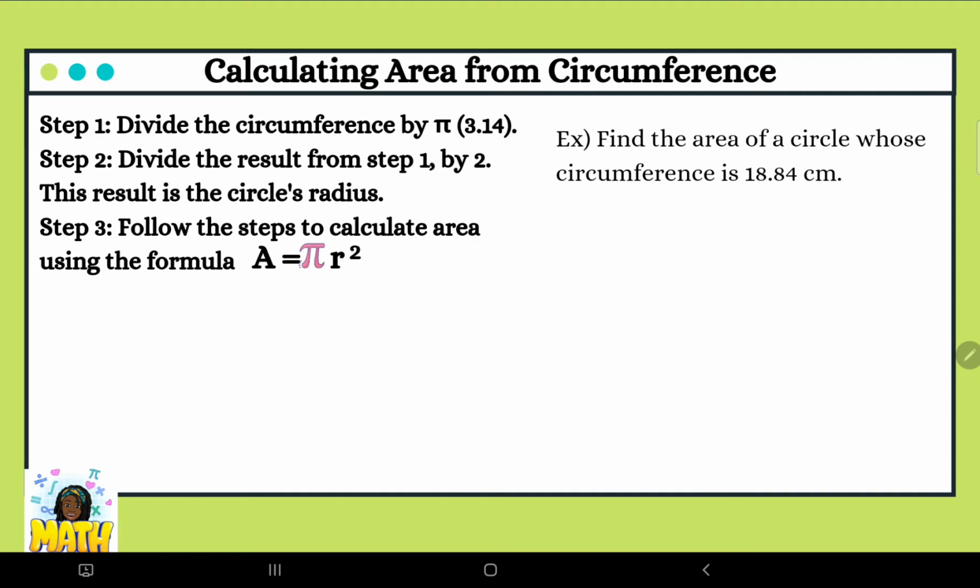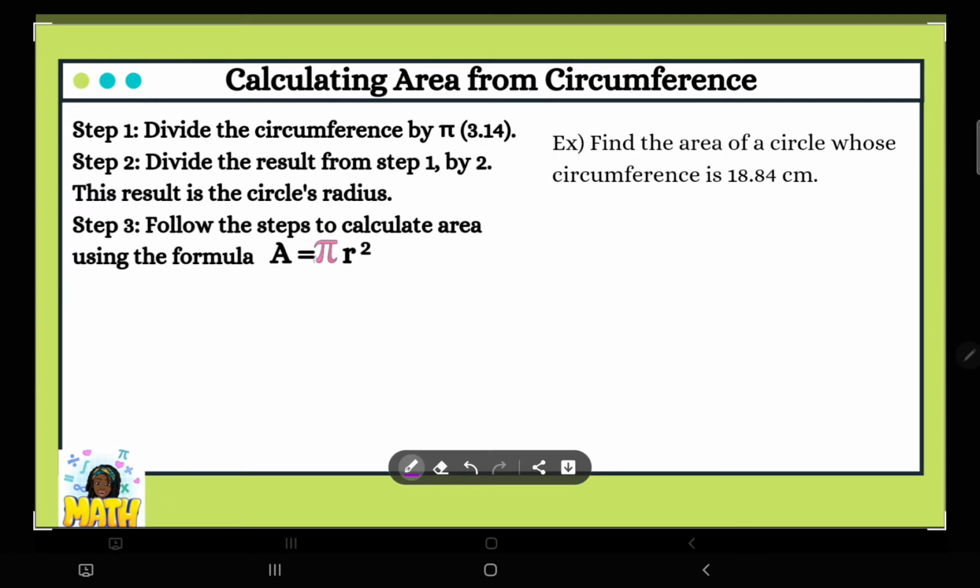Our steps for calculating the area given the circumference. Step 1, divide the circumference by pi, 3.14. Step 2, divide the result from step 1 by 2. This will give us the circle's radius. Step 3, follow the steps to calculate the area using the formula A equals pi r squared.